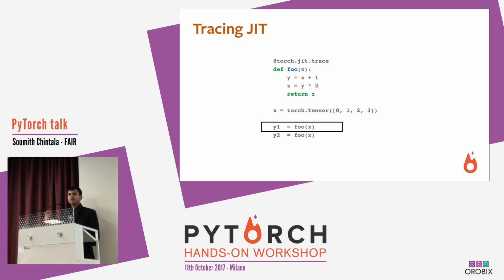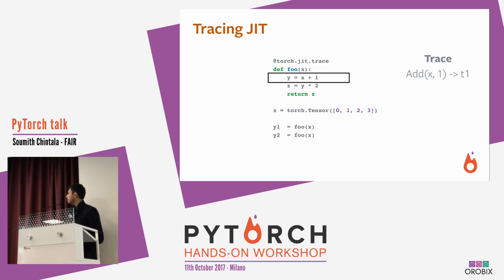We add a small annotation on the function called torch.jit. I think we dropped trace, or I don't remember the exact syntax, but because it's experimental, it keeps changing. But you add a small annotation on the function, and then when you compute the function for the first time, our just-in-time compiler will trace through all of the tensor operations in the function. Once you execute y1 equals foo of x, it will see, oh, you took the input and then you added a 1 to it, and then you took the result and did a multiplication and returned it.